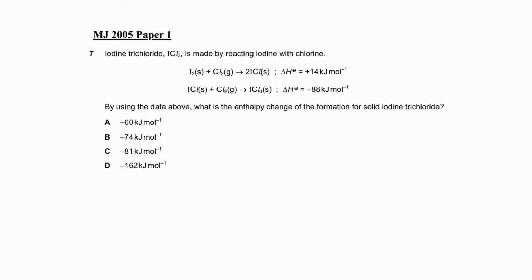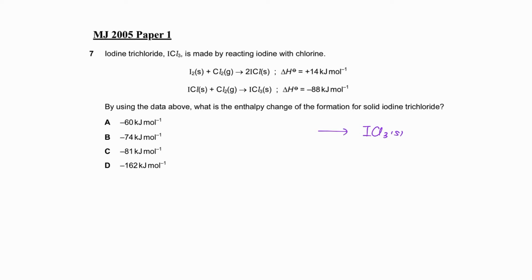This video is for May-June 2005, Paper 1, Question 7. The question wants us to make use of the above data to calculate the enthalpy change of formation for solid iodine trichloride. So we have ICl3 for iodine trichloride. Enthalpy change of formation is when 1 mole of compound is formed from its elements in their standard states under standard conditions. Here we have iodine trichloride solid.